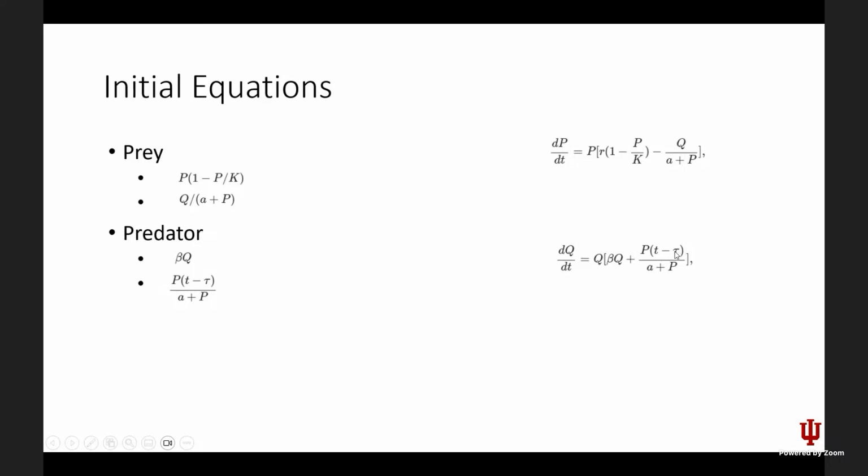This T minus tau is accounting for a time delay in the system, and that's the nature of this specific system: it incorporates this time delay. This time delay is interesting because it gives us a more dynamic system.